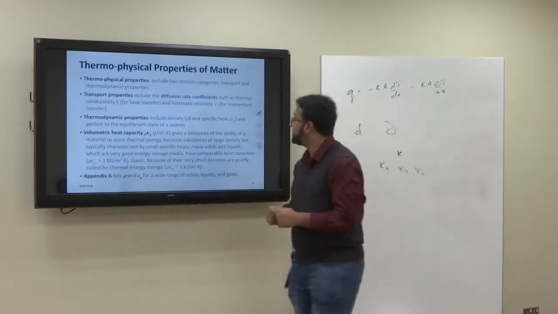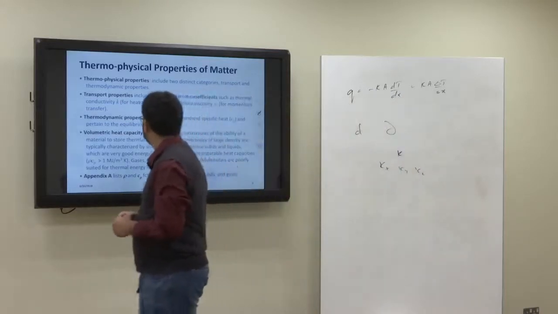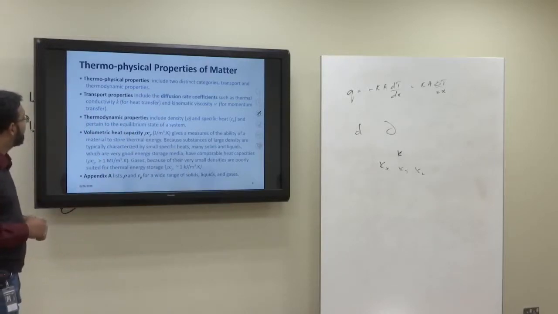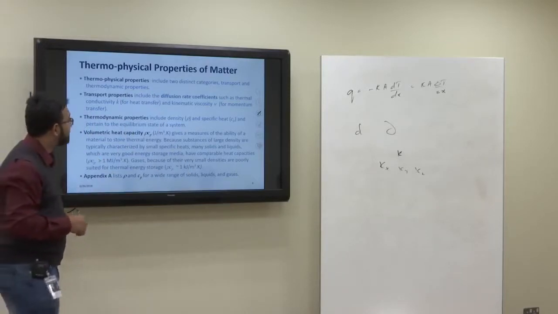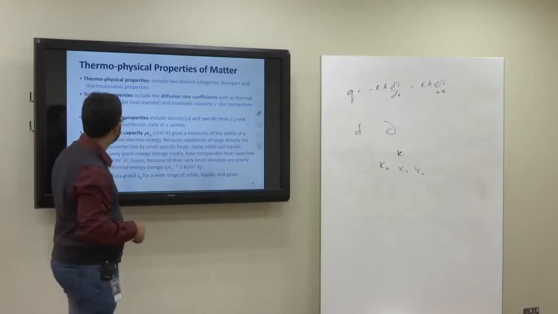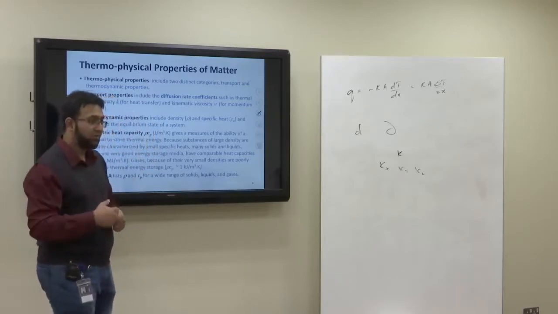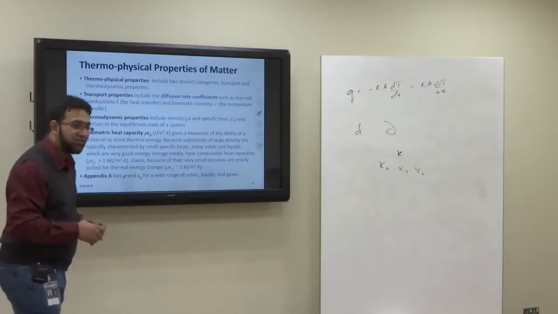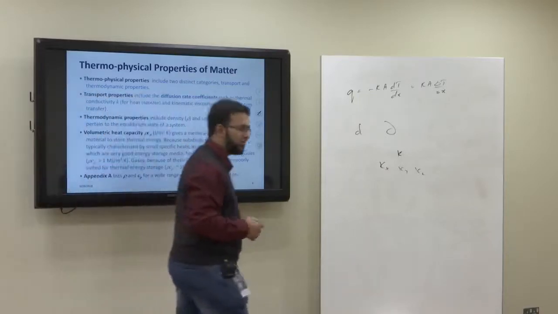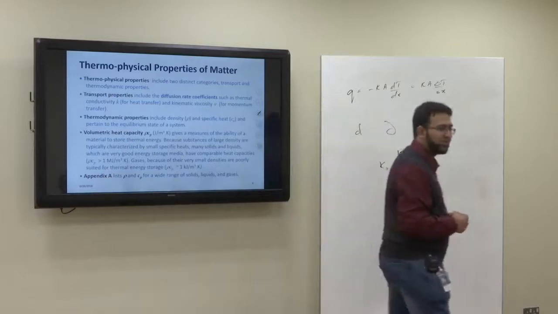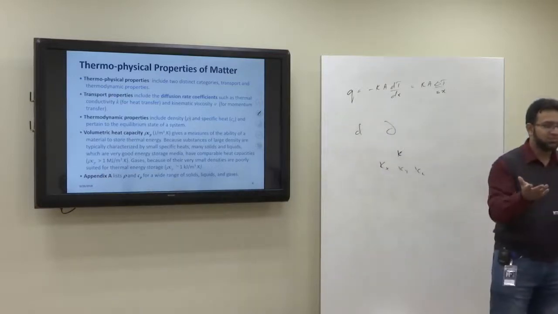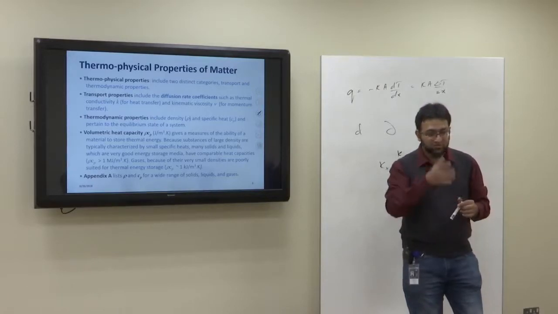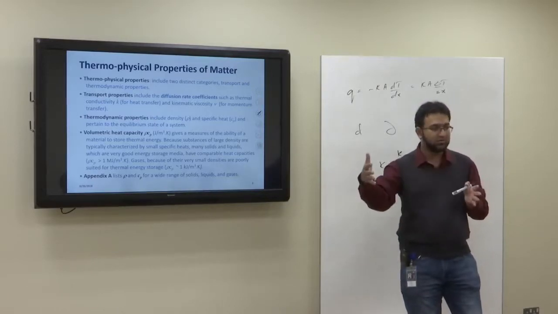So we have thermophysical properties that include two distinct categories, transport and thermodynamic properties. Transport properties include diffusion rate coefficients such as the thermal conductivity you already studied, and kinematic viscosity. Kinematic viscosity you studied in fluid mechanics. It's also a transport property, but it's a transport property of the disturbance of motion within the body.